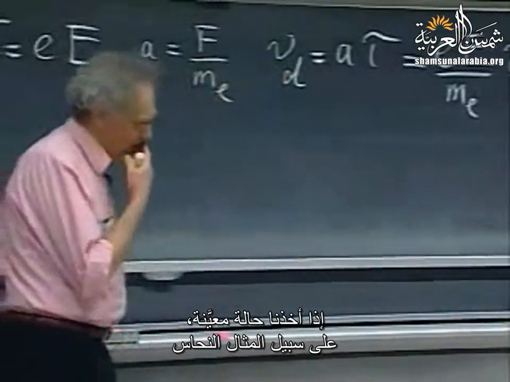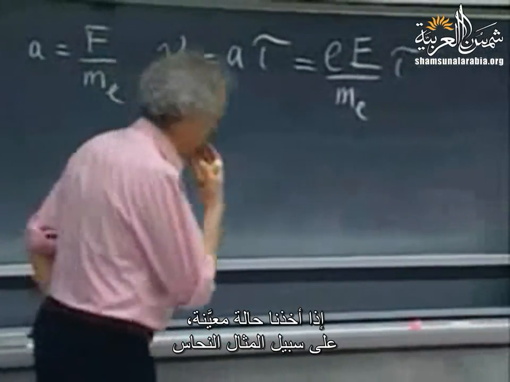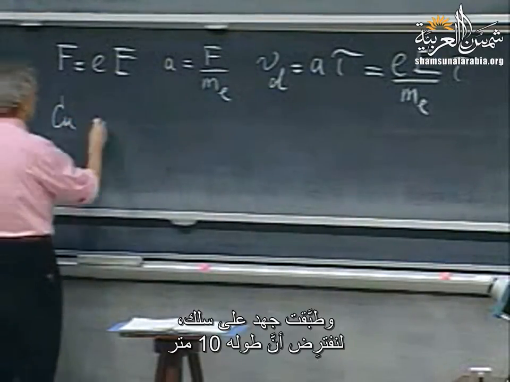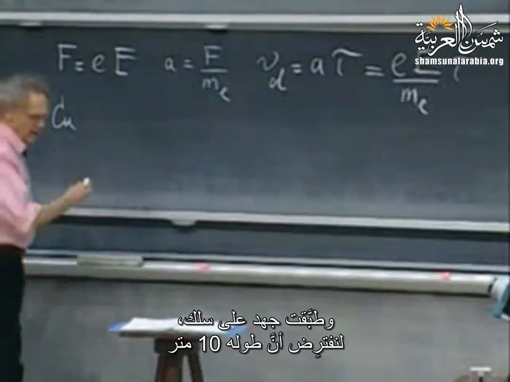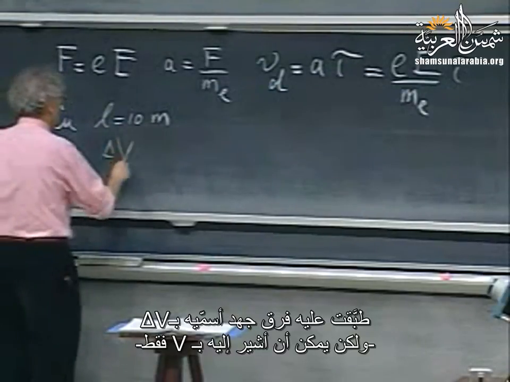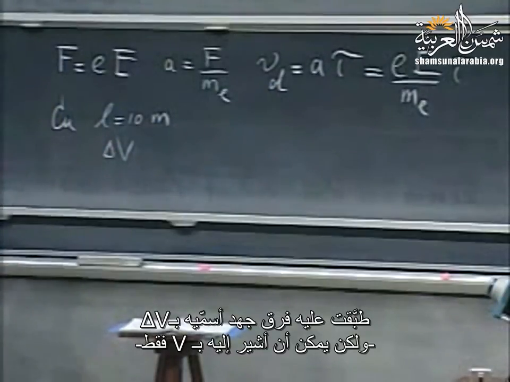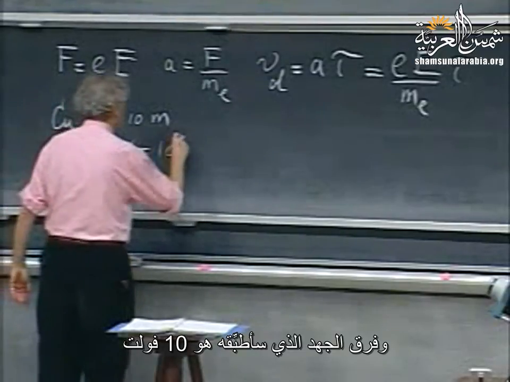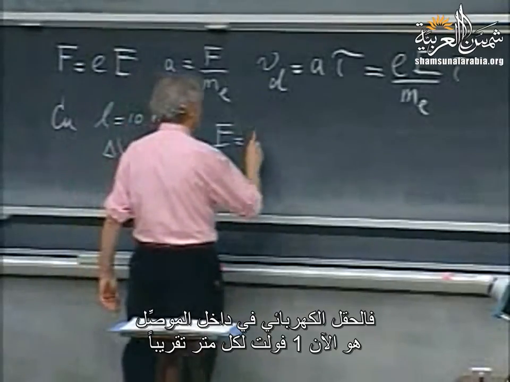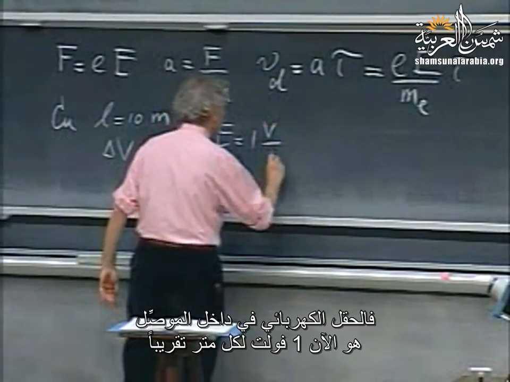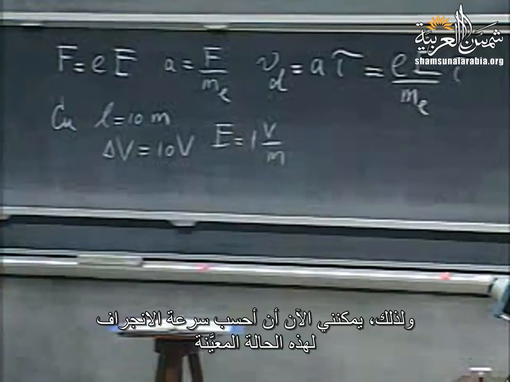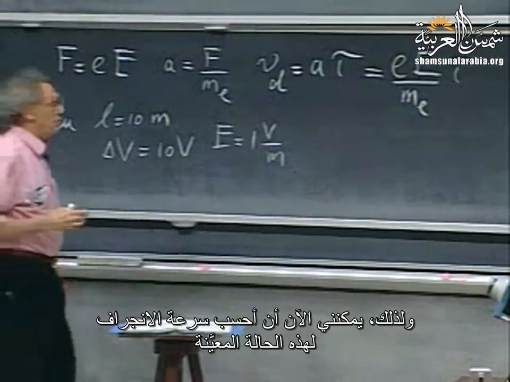If we take a specific case, and I take, for instance, copper, and I apply over a wire, let's say the wire has a length of 10 meters, a potential difference, I call it delta V, but I could have said just V, of 10 volts, then the electric field inside the conductor now is about 1 volt per meter. And so I can calculate for that specific case what the drift velocity would be.